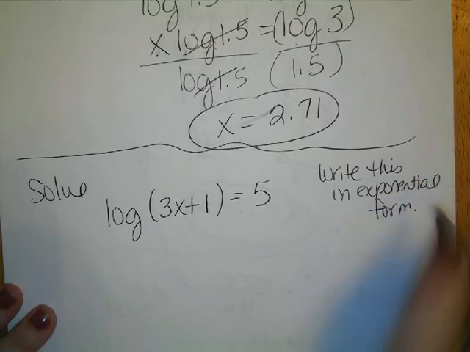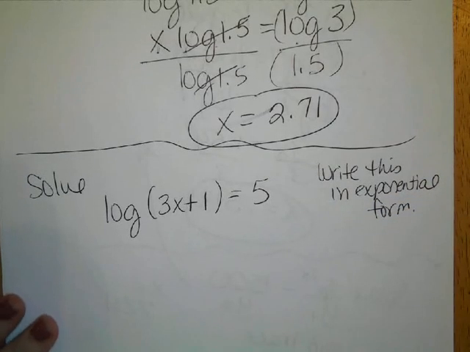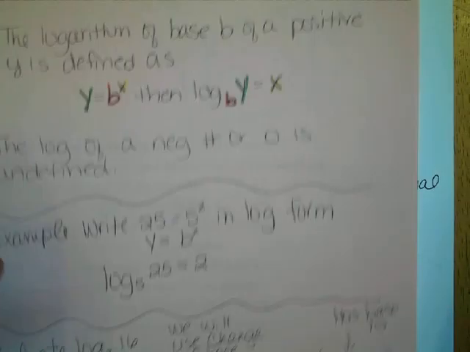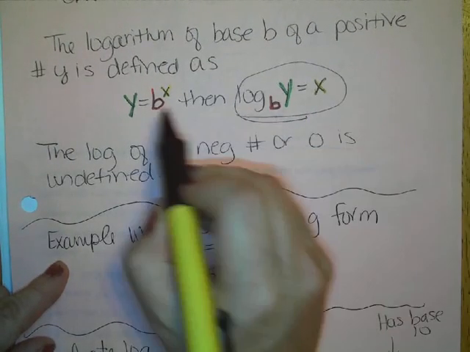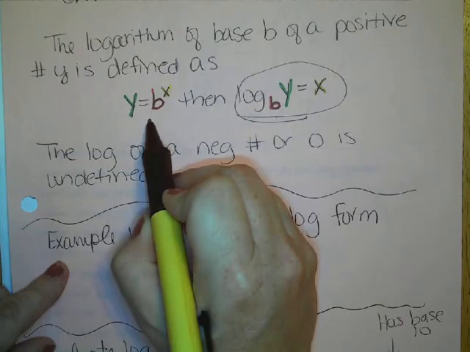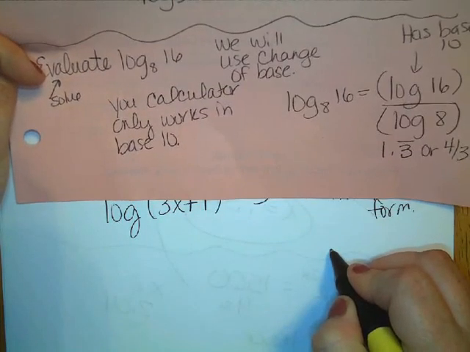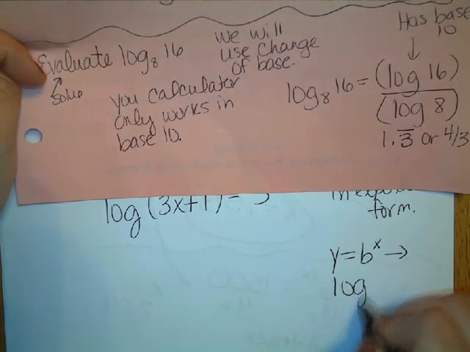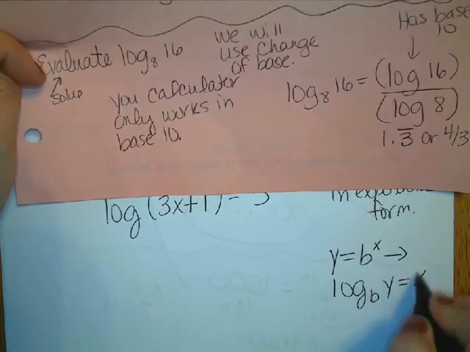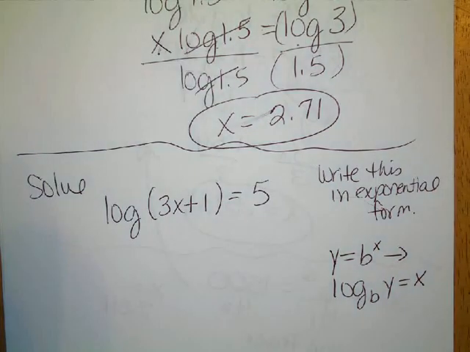So, here's what I want you to remember. When we did notes earlier, and I showed you this, we went from log to exponential. So we're going to use that. I'm going to write it over here. I'm going to say y equals b to the x can be written as log base b of y equals x. Just so that we can reference that. We're in this form right now, and we want to go to this form.